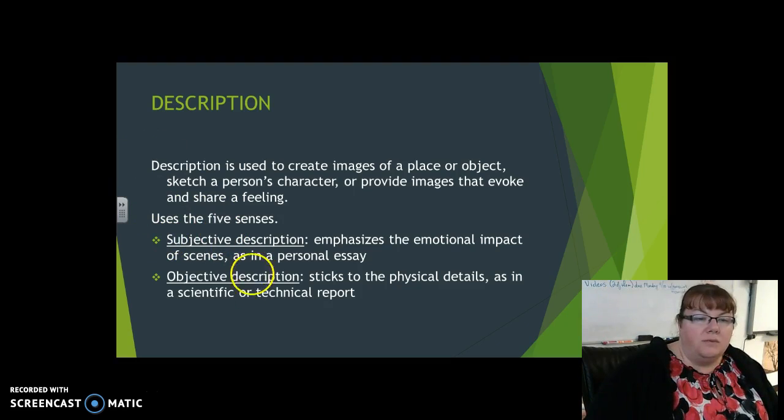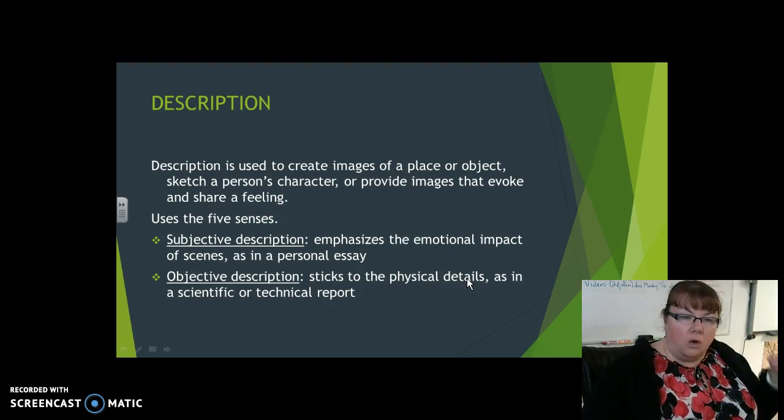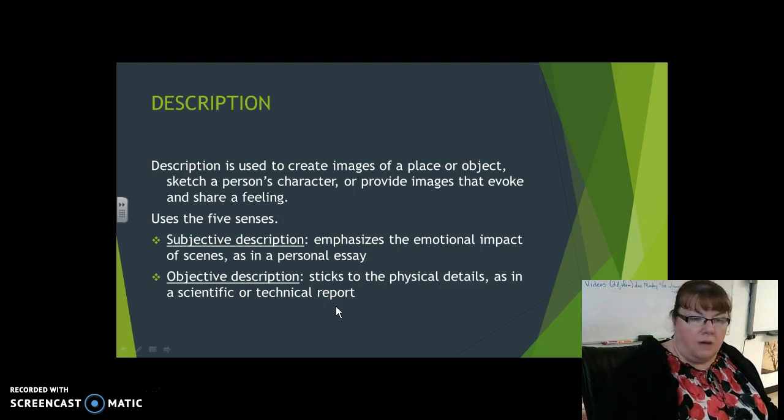There is subjective versus objective. Subjective is the idea of you're focusing on the emotional impact, and objective is the idea that you're focusing on the physical details. So the physical details are very specific. You can't refute them. They are grounded in fact, they're grounded in being scientific, they're very technical. But if you have the emotional aspect, this is where the pathos comes in. Objective is where the logos comes in.